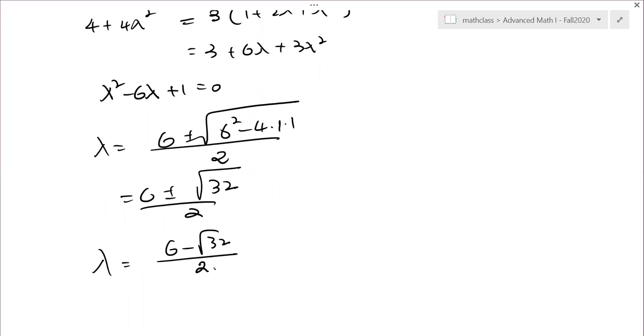You can simplify a little bit. 32 is going to be 16 times 2. So it's going to be 6 minus 4 square root 2 over 2. Then both sides divided by 2. So that is the answer. It's less than 1, this number.